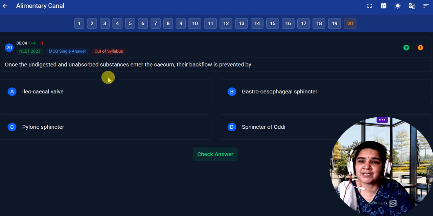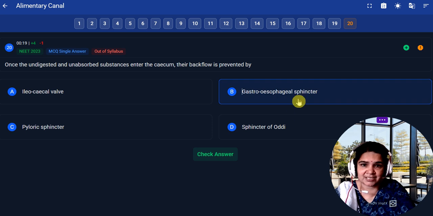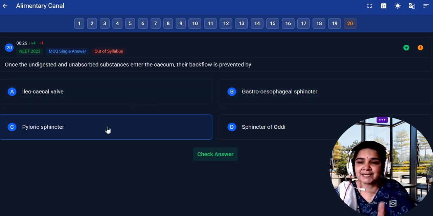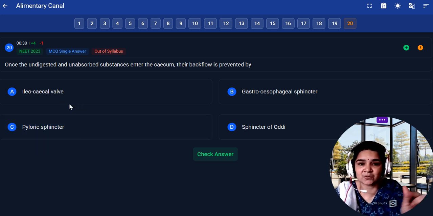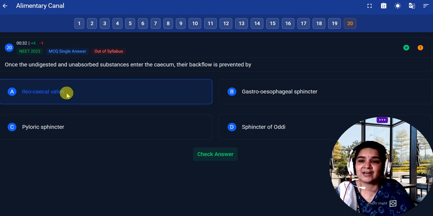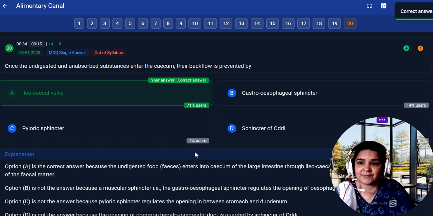Once the undigested and absorbed substances enter into the cecum, the backflow is prevented by ileocecal valve, pyloric sphincter, gastroesophageal sphincter, and sphincter of Oddi. So, sphincter of Oddi is related to the hepatopancreatic duct and duodenum. So, it is wrong. Gastroesophageal sphincter is related to the esophagus and the stomach. So, it is also wrong. Pyloric sphincter is related to the stomach and duodenum. So, it is also wrong. Ileocecal valve is the best option. It is the correct option, we can say.